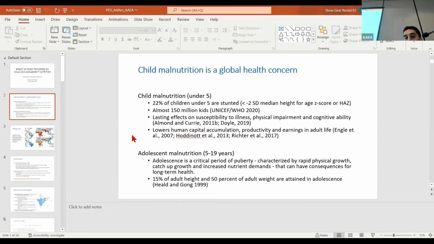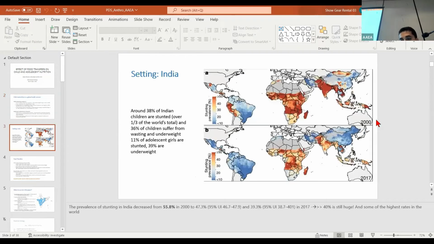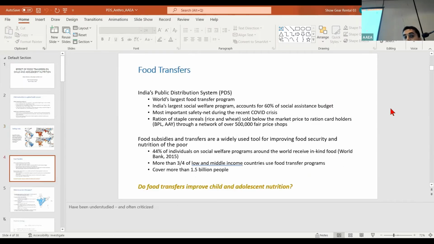And we also look at adolescent malnutrition and catch-up growth, and that could also have consequences for long-term growth. So this map shows stunting rates around the world, and as you can see, South Asia, like India, is a hotspot. Even though stunting rates have decreased from 2000 to 2015, it still remains pretty high.